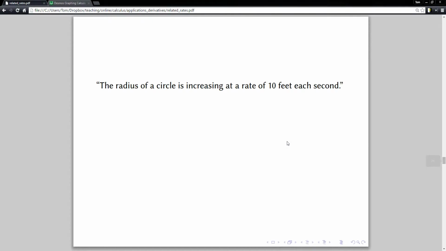They tell us in the problem that the radius of a circle is increasing at a rate of 10 feet each second. So they're talking about a rate of change. The circle radius is changing at a rate of 10 feet per second, and they use the word rate. So they are telling us a value for dr/dt. In that part of the problem, they are telling us that dr/dt is equal to 10.